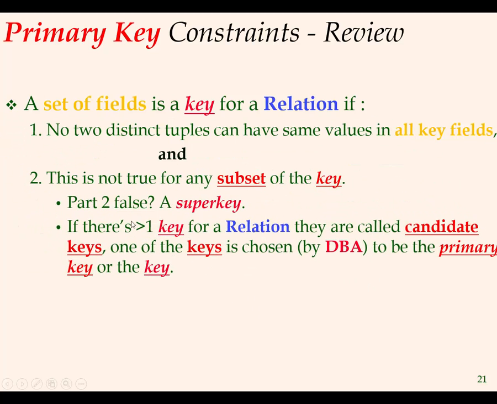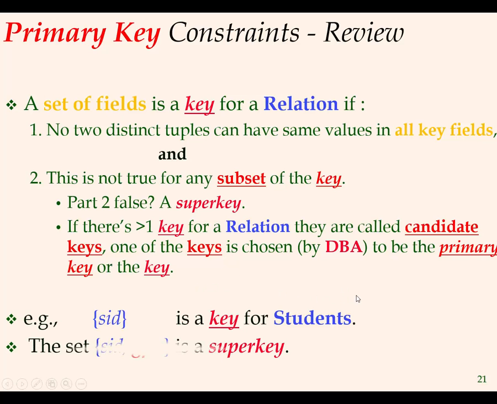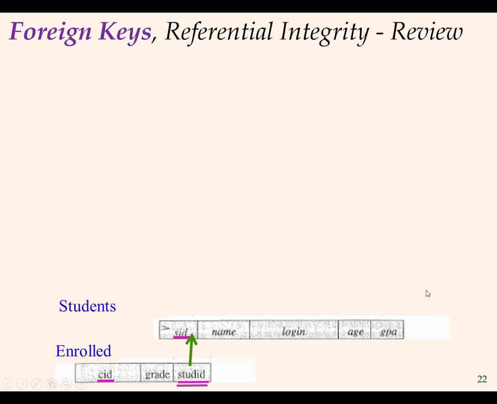Now, sometimes there is more than one key. Again, minimum set of attributes, and they are called candidate keys. And again, the DBA together with the client will determine which one to choose to be the primary key or the key. Again, remember, minimum set of attributes. So if I say SID, GPA is a key, SID by itself is a key. So again, this has to be a minimum. So that would be a super key.